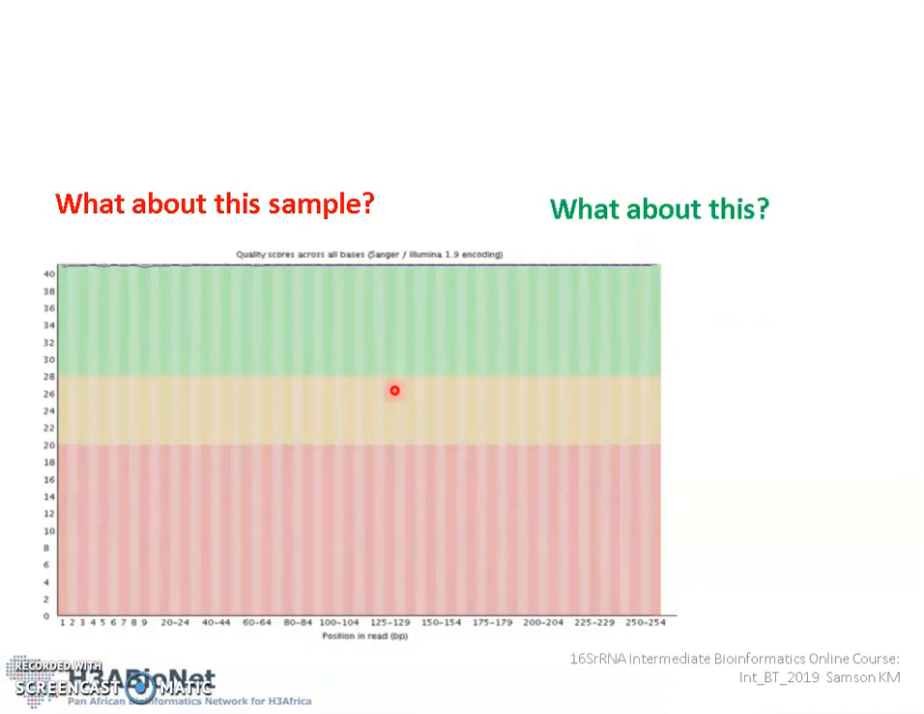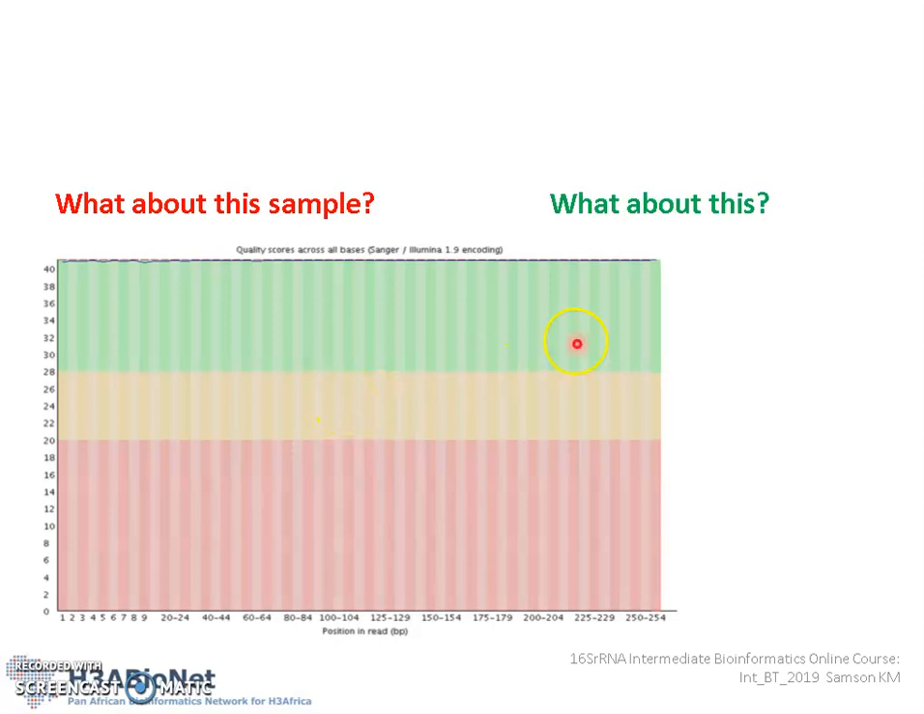But what about this kind of output? This is very good quality. They are all above 40 quality score. This actually was generated after merging the forward and reverse read and trimming all the poor segment from both ends, beginning and toward the end.